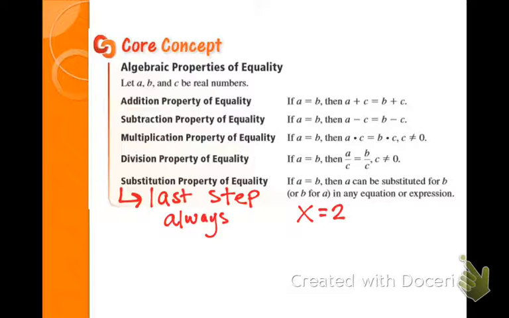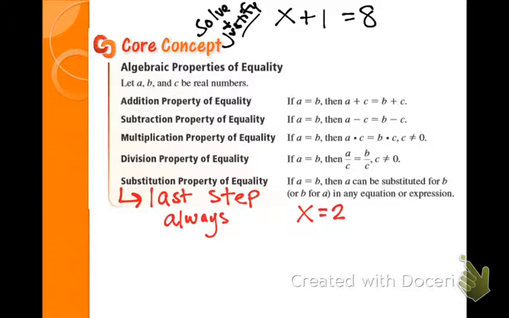So here's what we're going to be doing. I'm going to give you a very simple example before we move on. I have x plus 1 equals 8. Your directions would say solve and justify. When you're justifying something, what are you doing? Making it right? Not quite. Proving. You're explaining why you did what you did or why you believe what you do.